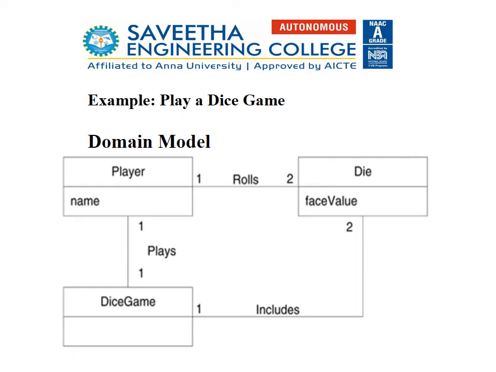So this is the domain model for the example we have chosen. It is a very simple example. The domain model consists of 3 conceptual classes. One is player, obviously. The second is a die. The die face value determines whether the player wins or loses the game. Again, the dice game represents the face value of the present die, and identifies which player is in the game. So these are the conceptual classes we have, and the arrow or the link represents the association among conceptual classes.